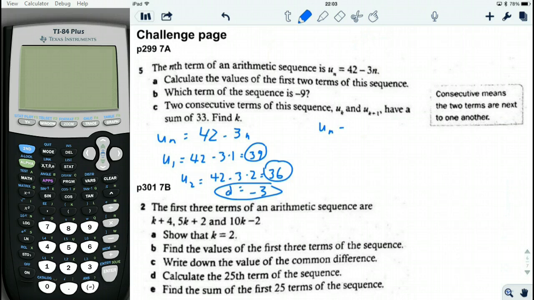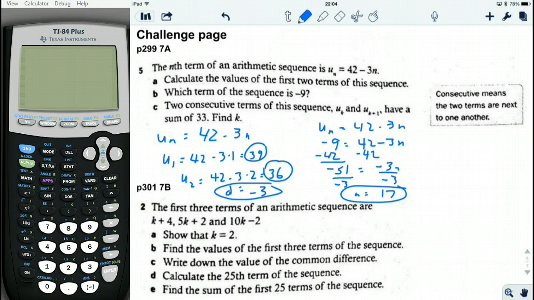So we go u_n equals 42 minus 3n. We put negative 9 equals 42 minus 3n. Then we subtract 42 from both sides. This would be negative 51, and this would be negative 3n. Divide both sides by negative 3. n is equal to 51 divided by 3, which is 17. So n equals 17, and the answer to B is 17.